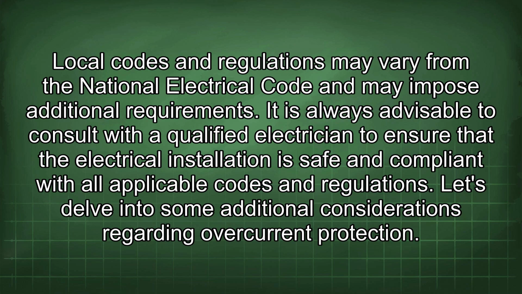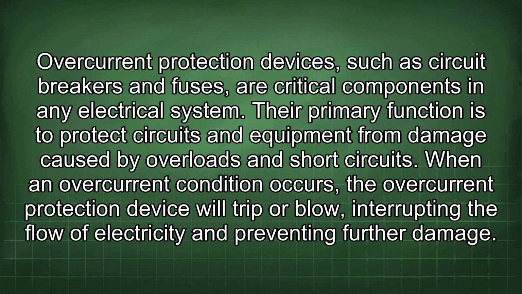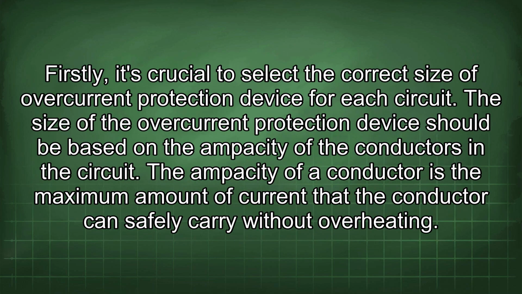Let's delve into some additional considerations regarding overcurrent protection. Overcurrent protection devices, such as circuit breakers and fuses, are critical components in any electrical system. Their primary function is to protect circuits and equipment from damage caused by overloads and short circuits. When an overcurrent condition occurs, the overcurrent protection device will trip or blow, interrupting the flow of electricity and preventing further damage.